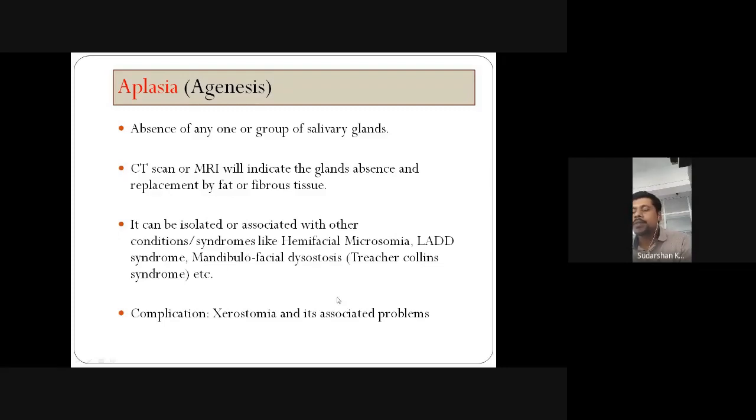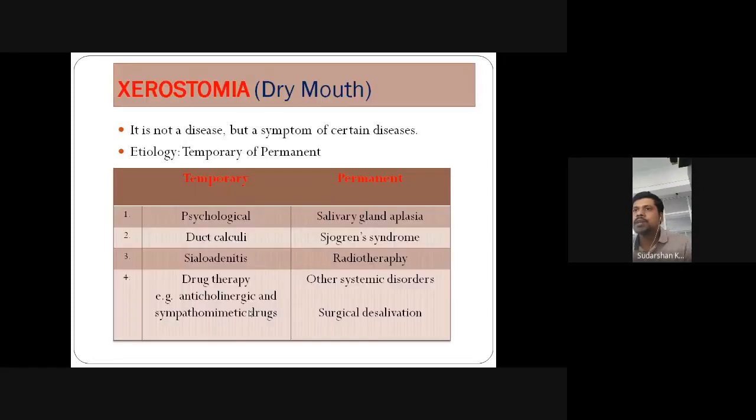Usually when major glands are missing, the amount of saliva produced is reduced. When the amount of saliva is reduced, you can have a condition known as xerostomia, commonly referred to as dry mouth. When there is no saliva in the oral cavity, the mouth becomes dry. That is known as dry mouth or xerostomia, one of the main conditions that can be due to malformation or non-development of salivary gland.